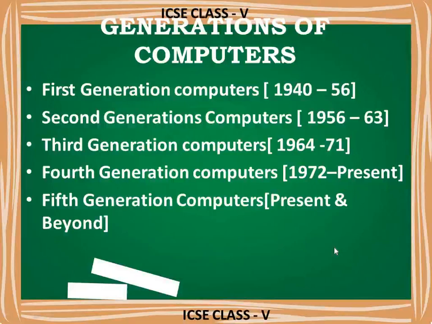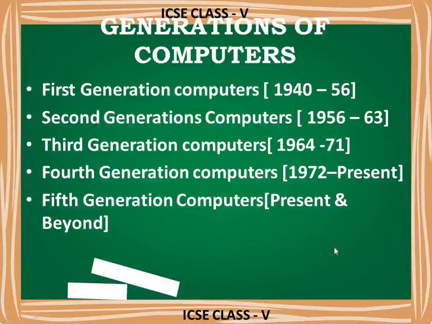Next comes the third generation. The third generation computers period is 1964 to 1971. This period is considered the third generation computers period. These computers used ICs, integrated circuits, as the main technology. The first generation used vacuum tubes, the second generation used transistors, and the third generation computers used ICs, integrated circuits, as the main component.